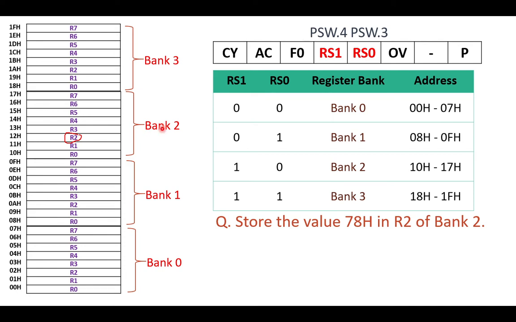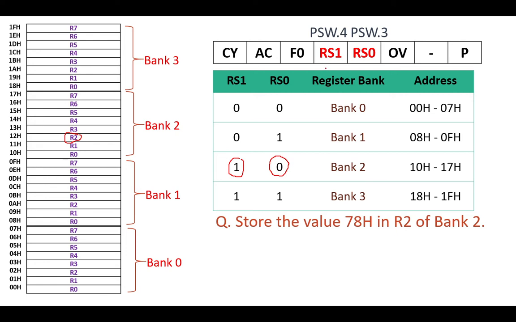For that purpose, first I have to select the bank, because R2 exists in bank 0 also, in bank 1 also, in bank 2 also, and in bank 3 also. So out of these 4 registers, I should select R2 belonging to bank 2. And for that purpose, what do I have to do? To select bank 2, I have to make the RS1 bit as 1 and the RS0 bit as 0.